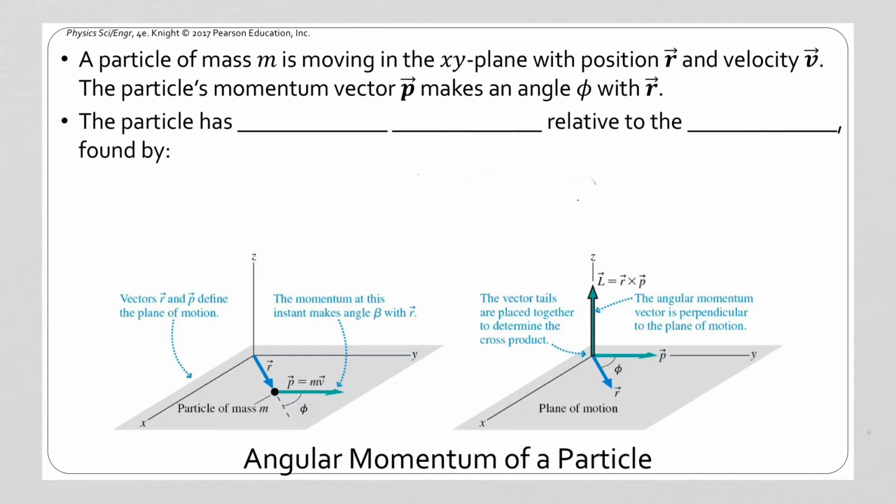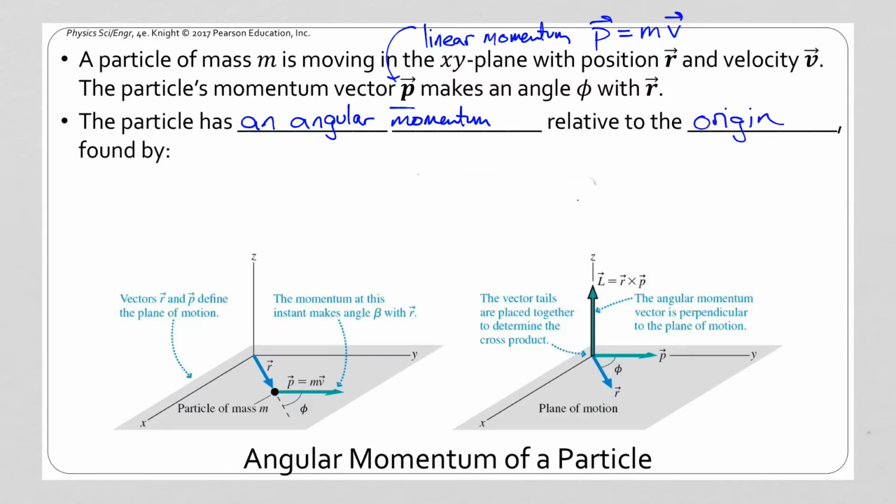Here p is the linear momentum that we have seen previously. The equation for linear momentum is m times v, the mass times the velocity, and that's a vector quantity. If the particle has a momentum p, then it's also going to have an angular momentum relative to the origin.